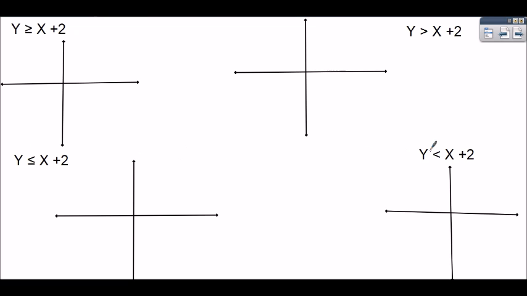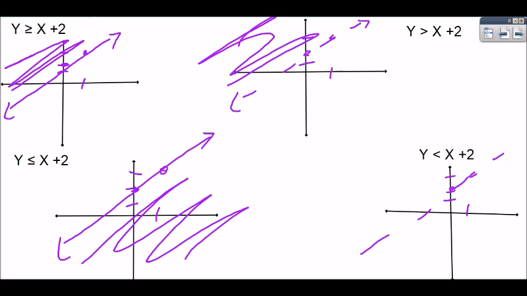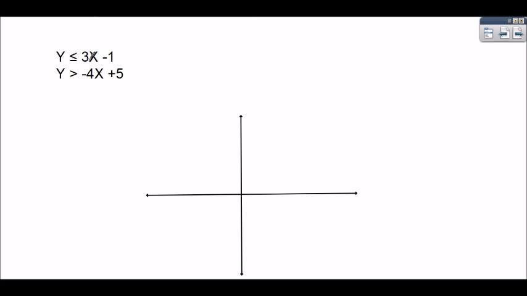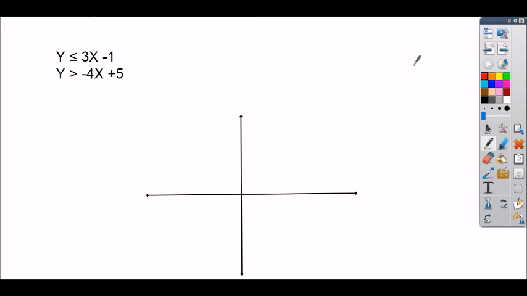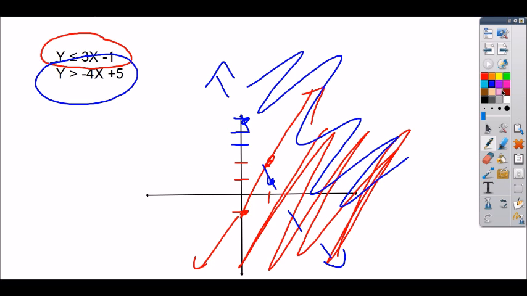All right, so I'm going to graph all 4 of these. With or equal to means solid line, no or equal to means dashed, greater than means shade above, less than means shade below. All right, system of inequalities. I'm going to graph both of these lines and then see where they cross twice. So where do these two lines overlap? It's right here in this purple region. So any answer within that purple region would be correct.